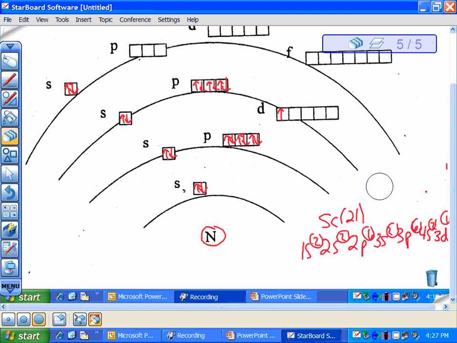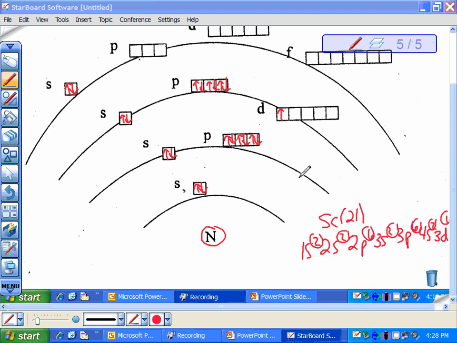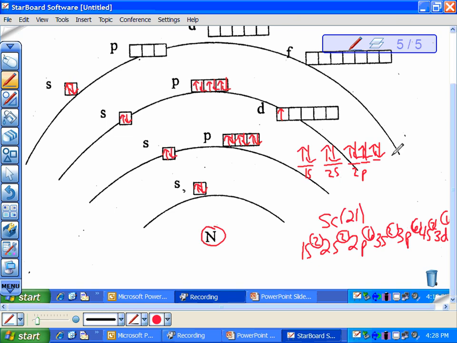Now in the arrow diagram, this one's getting a little bit big. I'm not going to make you do arrow diagrams for really large ones, but I would just do it as 1s up and down, and I'd have 2s up and down. P's, there's 3 of them, up, up, up, down, down, down. Then you have 3s, up, down.